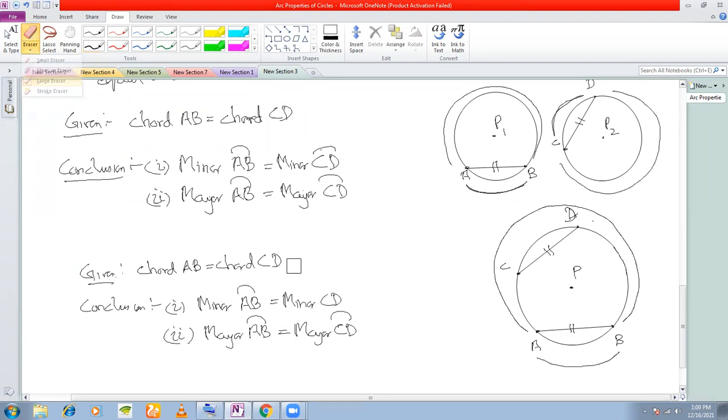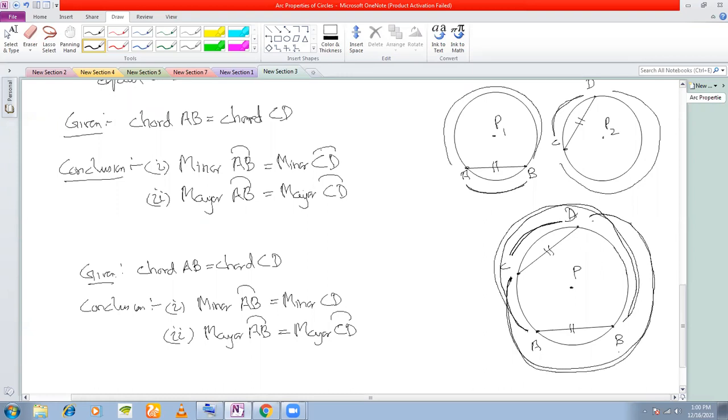Isn't it? Yes, sir. So this is the major arc cut off by which chord? AB, isn't it? Yes, sir. And for CD, this is your minor arc, right? If you remove this minor arc, what are you left with? This arc, right? This is the major arc CD. Yes, sir. So the major arc of AB, this entire length, must be equal to this entire length. Now is it clear? Yes, sir. Thank you, sir.